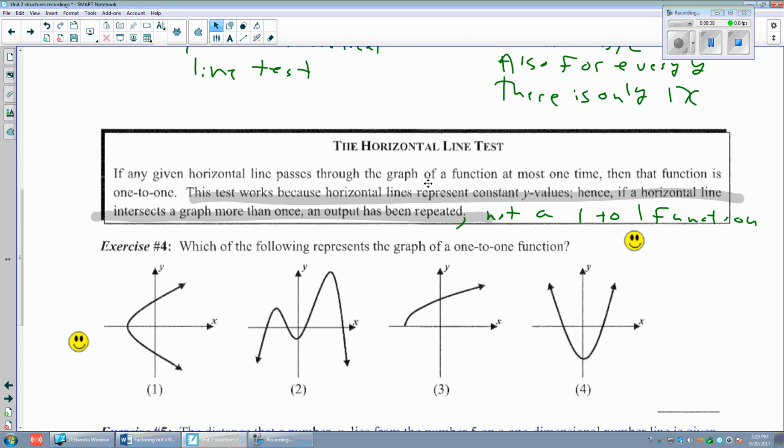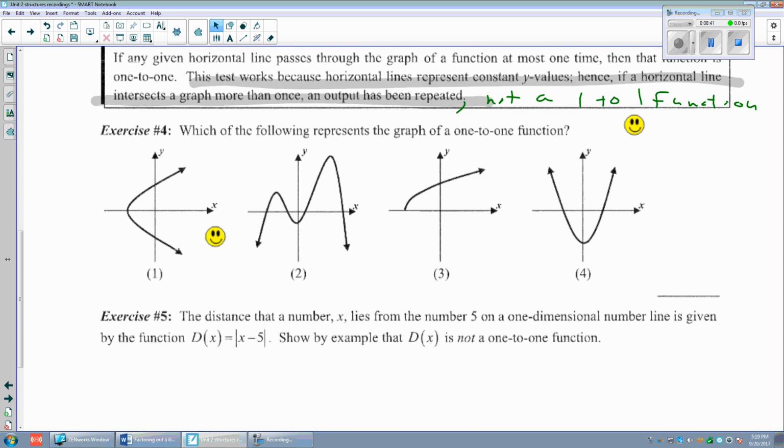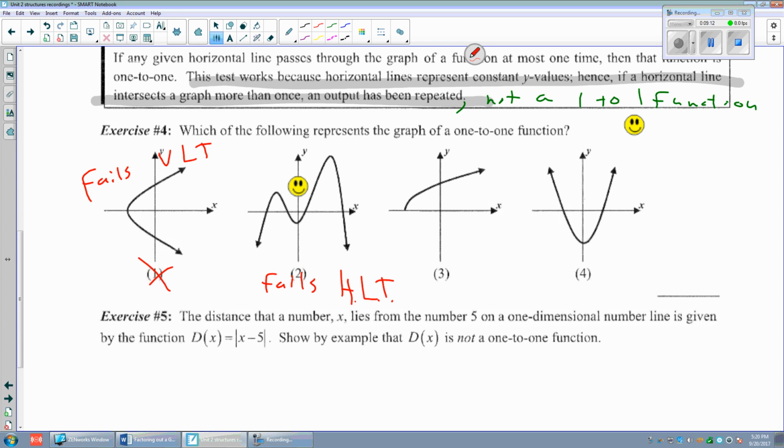Which of the following represents the graph of a 1-to-1 function? Let me see. It passes the horizontal line test, but fails the vertical line test. So it might be 1-to-1, but it's not a function. It has to be a function. No. Passes the vertical line test, fails the horizontal line test. Fails horizontal line test. Fails vertical line test. Fails horizontal line test.